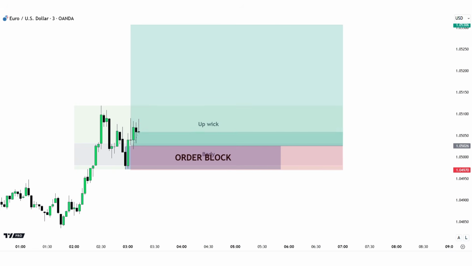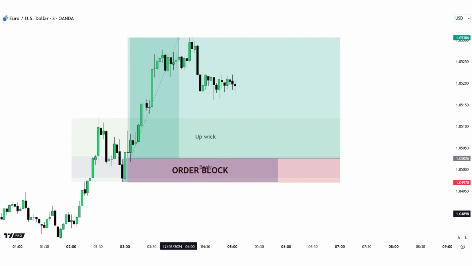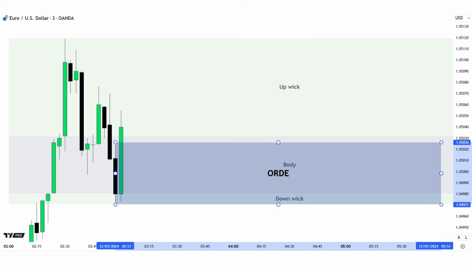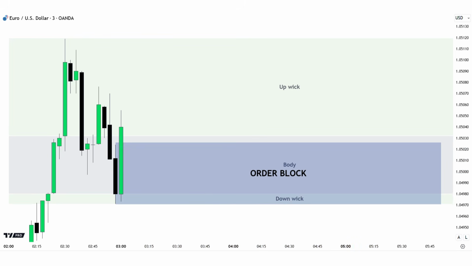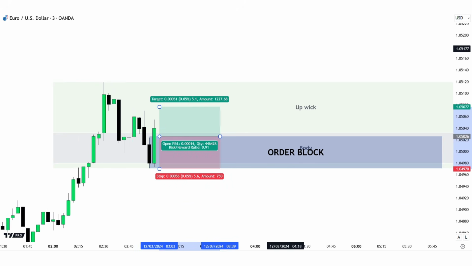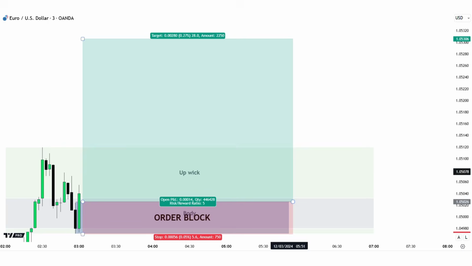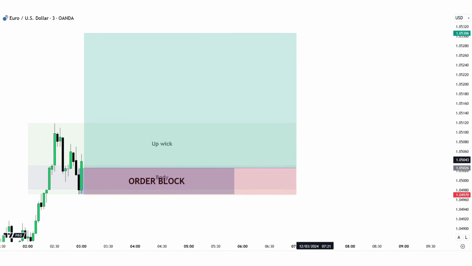What's exciting is that this strategy doesn't just work for me. You can spot these same setups in your own charts. Want to know exactly how I found this candle using the CRT model and identified this order block? Stay tuned, because I'm sharing every detail so you can apply it in your trading right away. Let's turn your trades into wins together.